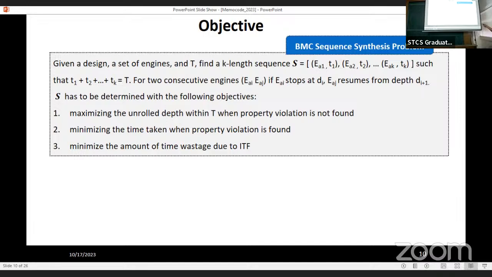So we want to find a k-length sequence, EA1, T1, EA2, T2, and so on, such that these Ti are your restart points, and the sum of these Ti is T. Now for two consecutive engines, EA1 and EA2 may or may not be the same. If Ei stops at Di, then EA2 resumes at Di plus 1. So this is the engine handover.